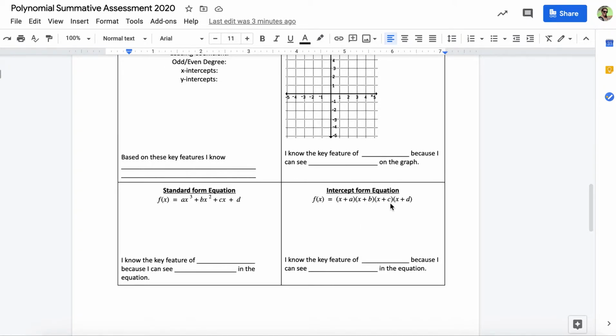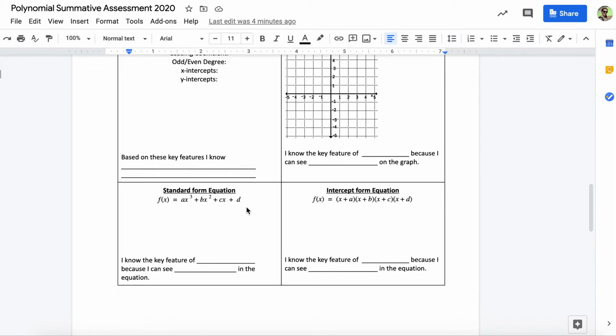Couple of quick things in regards to intercept form. Notice that there are 4 parentheses here. You do not necessarily need all 4 of them. You may only need 3, or you may only need 2. So it just depends on the equation that you're given, or the graph that you're given, or the key features, and so forth. So please be aware and double check, making sure that your intercept form is correct. It does not have to be this long. Same with standard form, it does not also have to be this long.